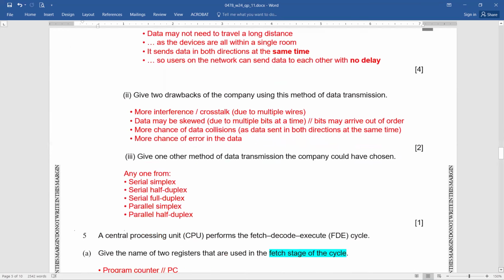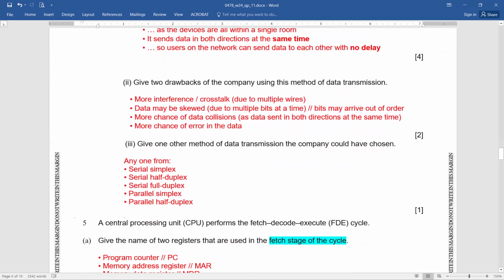Okay? Now, your favorite question, exactly. This is something that we have been discussing in the class repeatedly. So let's see what this question is. Question number 5. A central processing unit, CPU, performs the fetch, decode, execute cycle or FDE cycle. Give the name of 2 registers that are used in the fetch stage of the cycle.